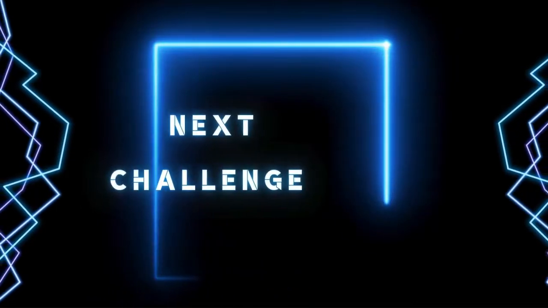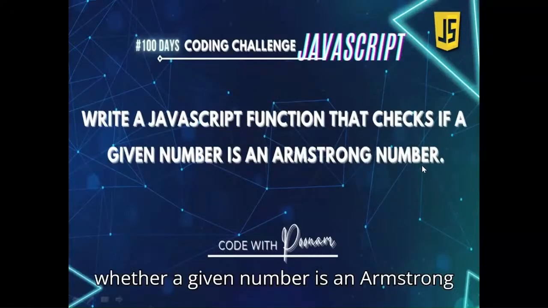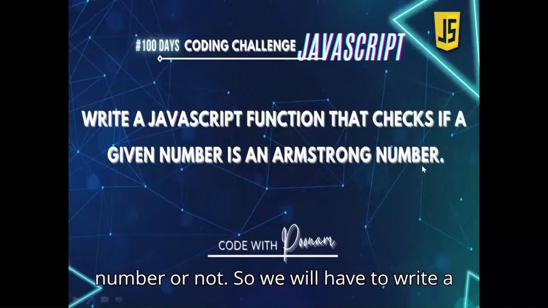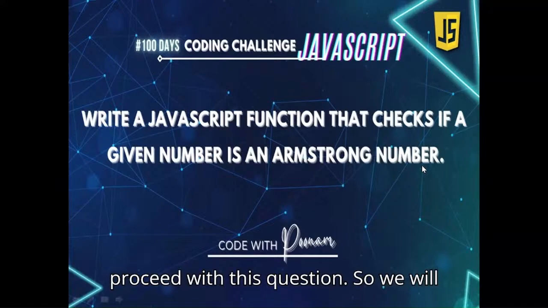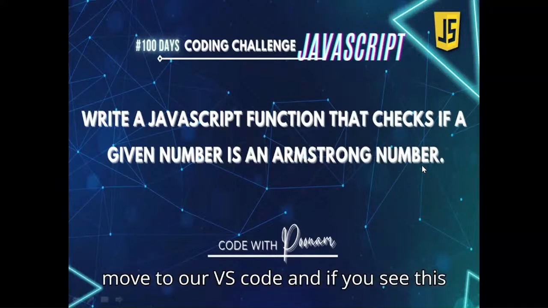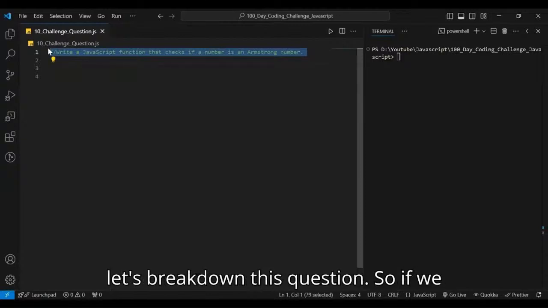Let's move to our next challenge, and this challenge is to check whether a given number is an Armstrong number or not. So we will have to write a function to check that out. Okay, so let's proceed with this question. So we will move to our VS Code, and if you see, this question is already mentioned here. So let's break down this question.